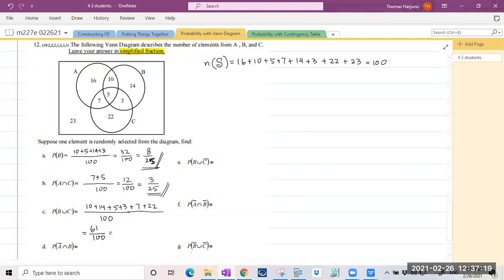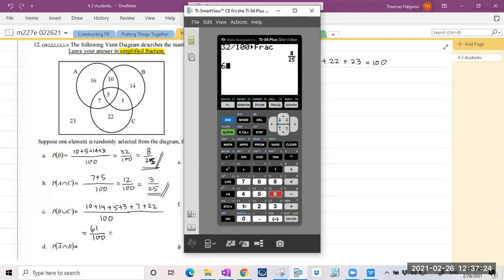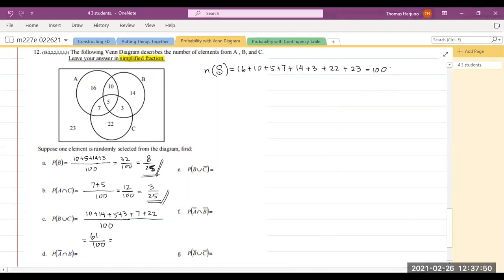We cannot reduce that 61, but let's take a look. Suppose I want to try to reduce that 61. 61 over 100. Convert that to fraction. You see, it's still 61 over 100. It means that fraction is already in simplest form. So I just leave it like that.